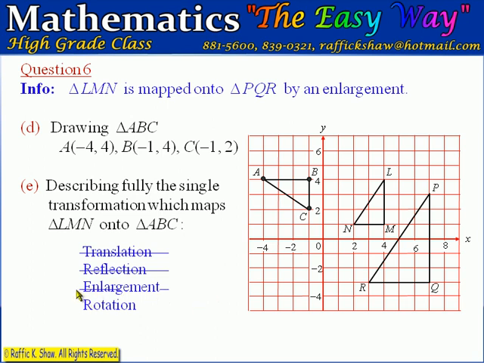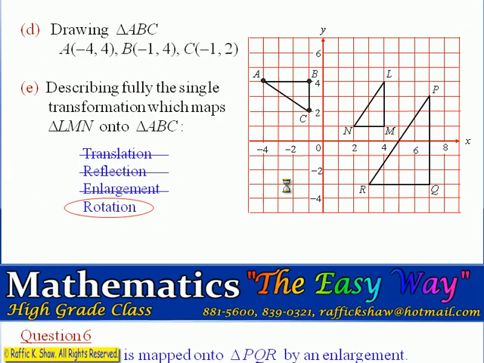So the only transformation we have left is a rotation, and we can confirm that it's a rotation because there was some turning. But all we need to do is find the components of that rotation, and the components of a rotation are the center, the angle, and the direction. So let's go now and see how we can find the components of the rotation so we can give a full description of the rotation that maps triangle LMN onto triangle ABC.